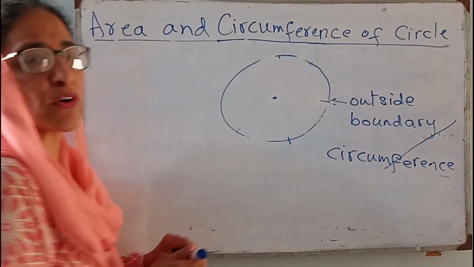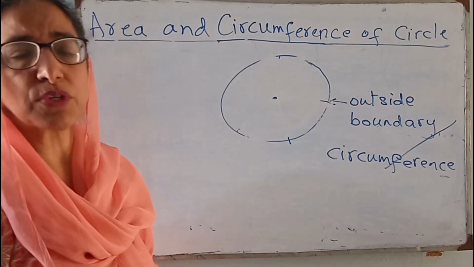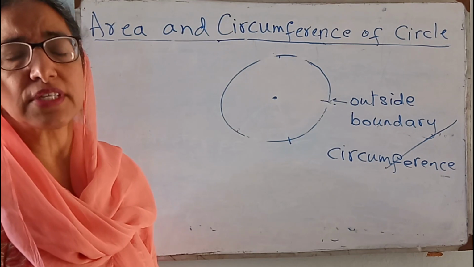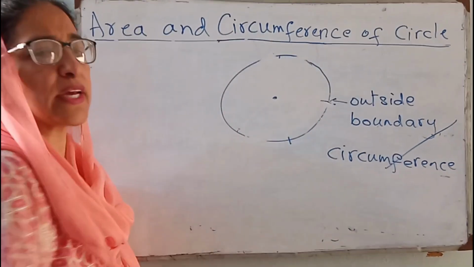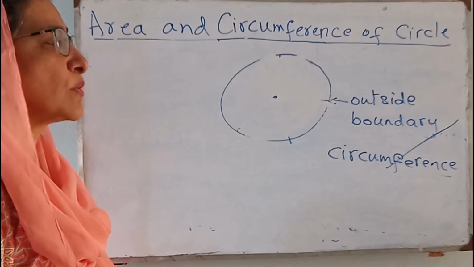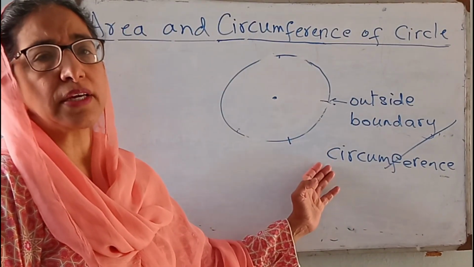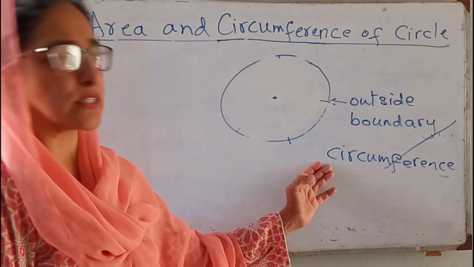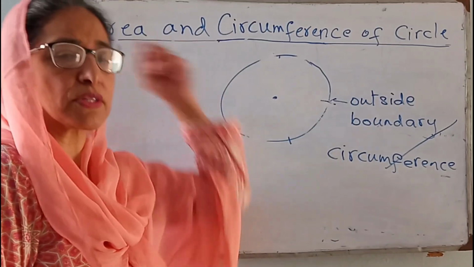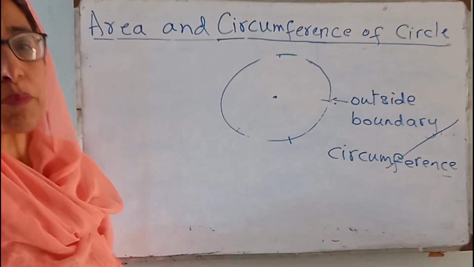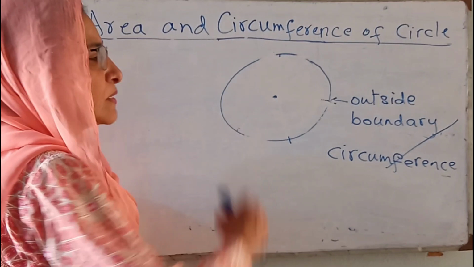And the other name, in 2D shapes, in rectangle and square, you have seen that the outside boundary we have called perimeter. So the other name for perimeter in a circle is circumference. This outside boundary or this circumference will be called the perimeter of the circle.